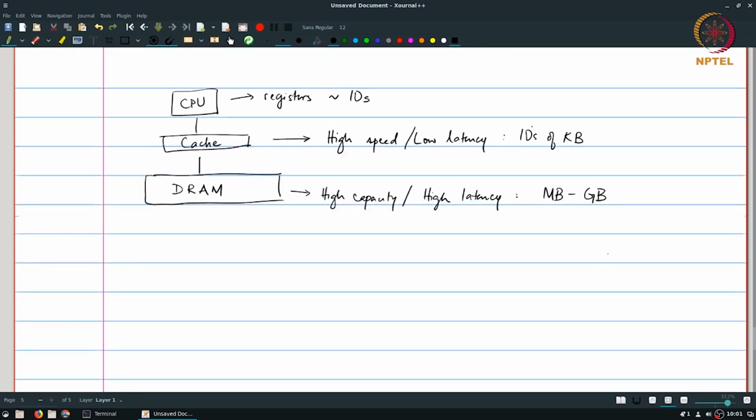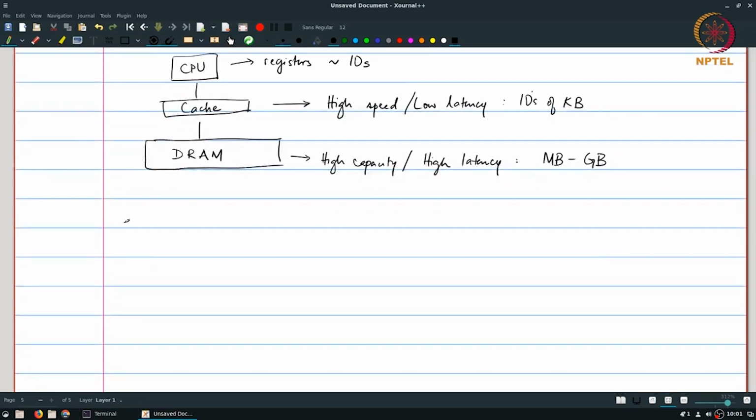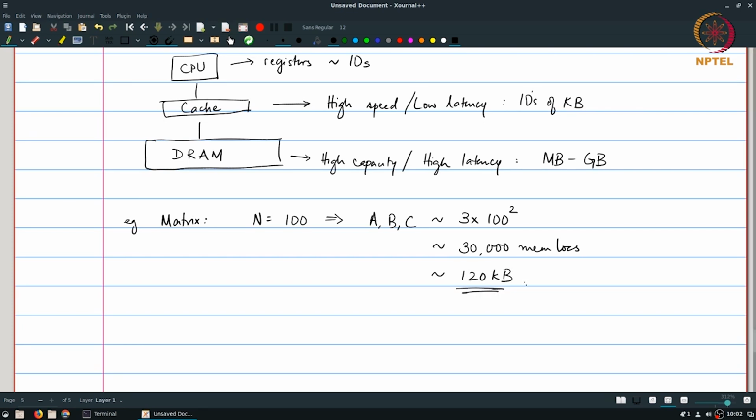Now, what kind of memory are we talking about for matrix multiplication? Supposing n is equal to 100, what we are basically saying is A, B, C together will take 3 into 100 squared, or approximately 30,000 memory locations, which, assuming that we are dealing with single precision floating point numbers, is approximately 120 kilobytes. This is not much. This is quite small and in fact could potentially even fit within the cache memory of a reasonable processor these days.